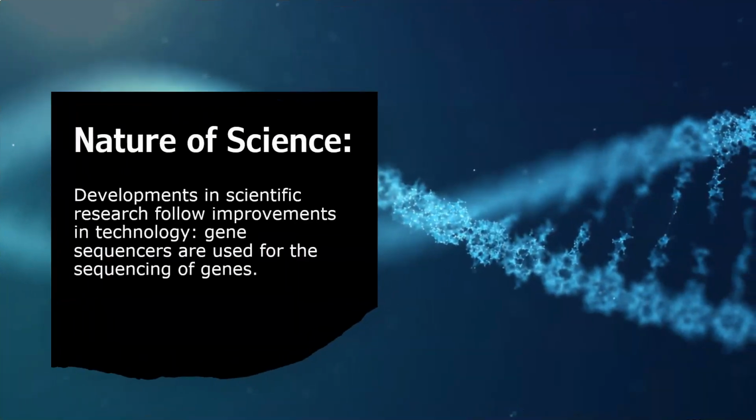Now, part of your course is to consider this whole area of the nature of science. And the area in terms of 3.1 is the development in scientific research to follow improvements in technology. And this is where we look at this whole concept of gene sequences that are used for the sequencing of genes. So let's have a look further. And in your skills and application, we really look at the sequencing of genes further.